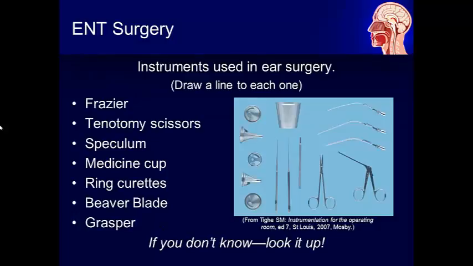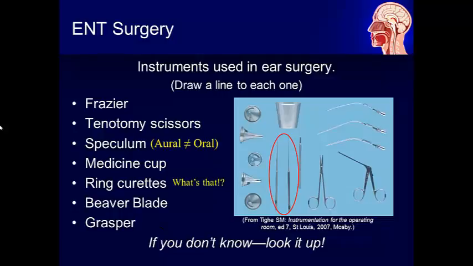As we go over the instruments on this slide, draw a line from the instrument to the picture. On the left-hand side are the ear speculums. Speculums are inserted into the external ear and can be attached to holders which act as a self-retaining retractor because those holders then connect to the bed by an arm and that holds the speculum in place. The next 2 instruments are the ring curettes, which are used to remove unwanted contents from the ear like cerumen.